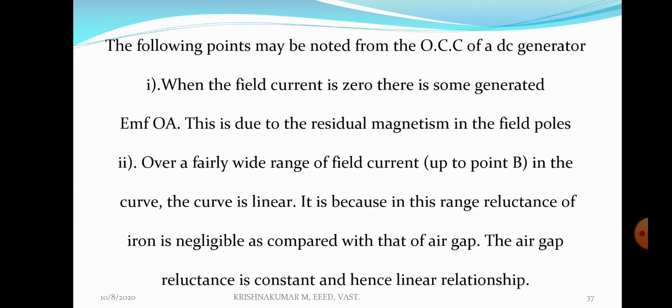So what are the points that we have to notice from this OCC of a DC generator? When the field current is 0, there is some generated EMF OA. This is called the residual magnetism. So what is meant by residual magnetism? The amount of magnetism retained in a material after the removal of magnetizing force.